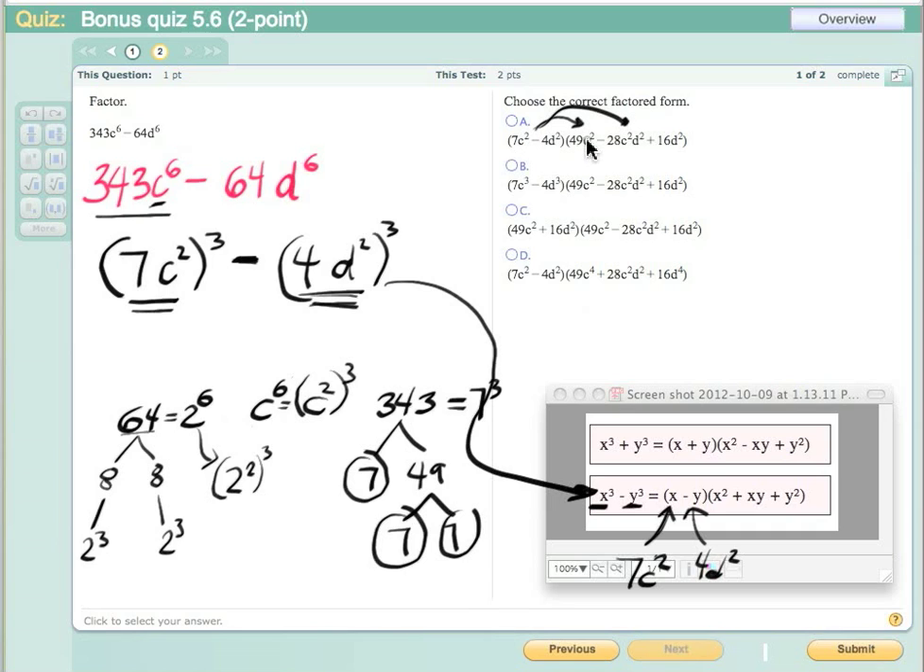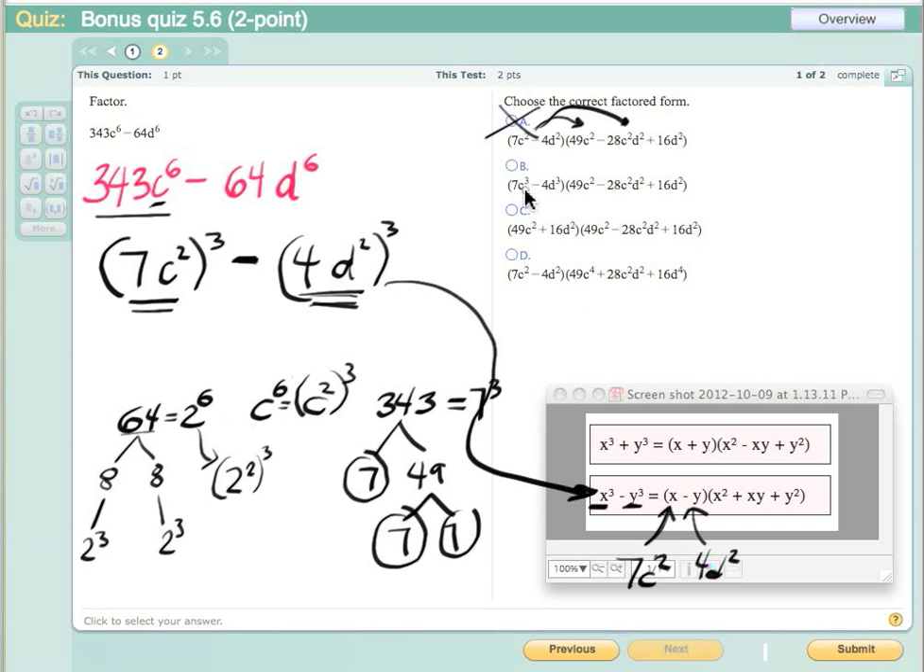C squared times c squared in this case is going to be c to the fourth. I never get c to the sixth in any of these multiplications. I'm never going to get c to the sixth. So it can't be answer A. It can't be. And it's the same thing here.